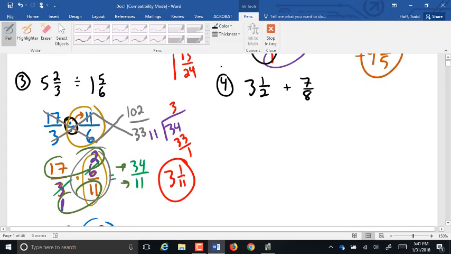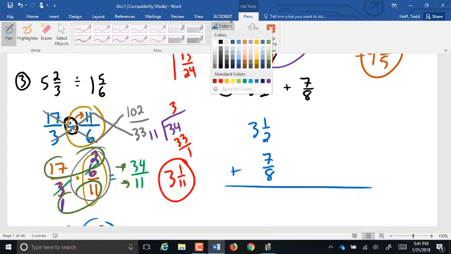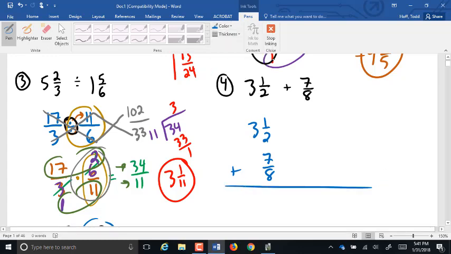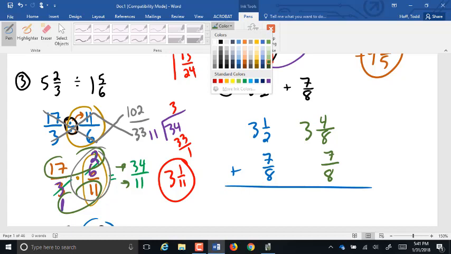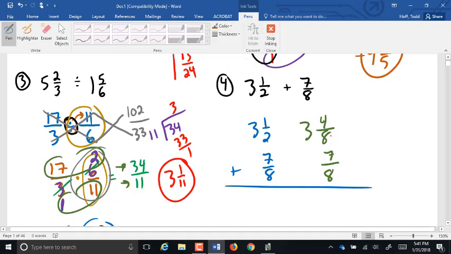Number 4, back to adding again. 3 1/2 plus 7/8. There is no whole number on the 7/8, but it doesn't change anything. What's our common denominator going to be? 8. So the 7/8 stays as 7/8. 1/2 is going to become 4/8. Now when we add, 4 plus 7 is 11/8.